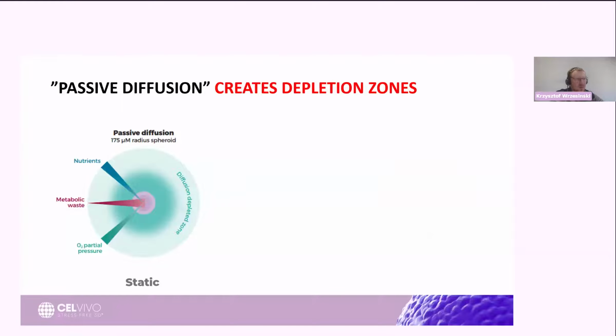However, by definition, we will create a diffusion depletion zone in such conditions, and that zone will create a limitation for how long we can culture and what size of construct we can achieve.